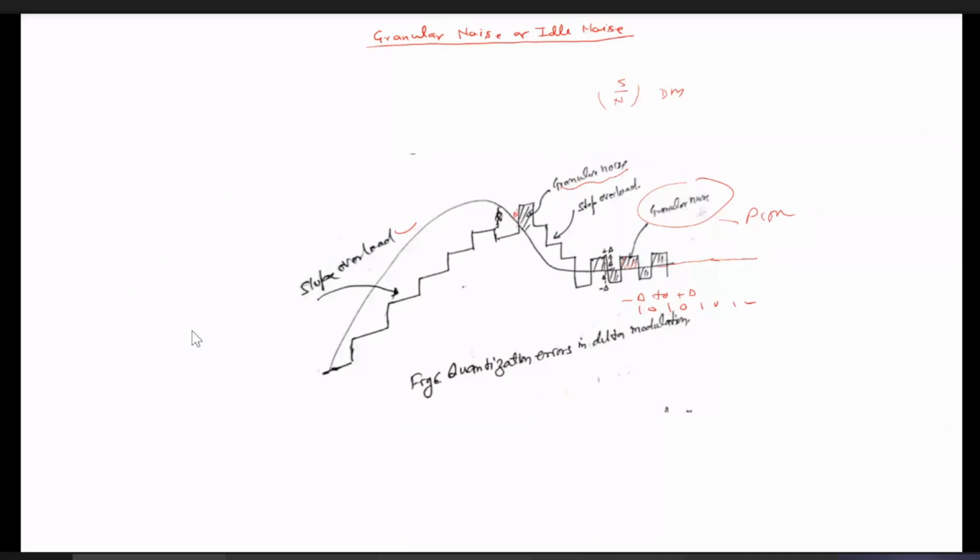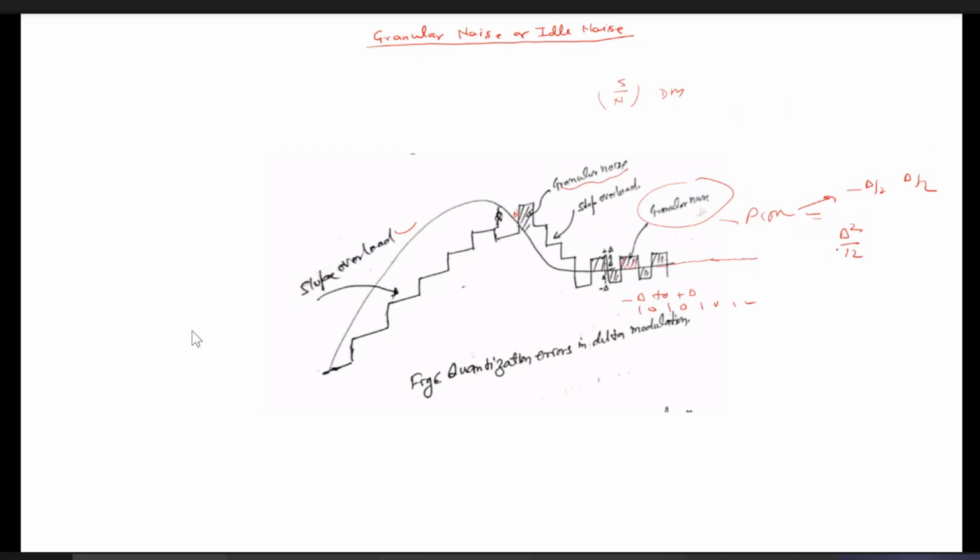Because of that, it offers large granular noise. So let us calculate the value of the granular noise. We can easily calculate it, because we know that for PCM the quantization noise is given by delta square by 12, and the quantization error for PCM varies from minus delta by 2 to delta by 2.